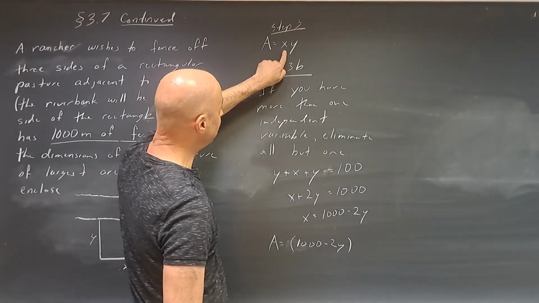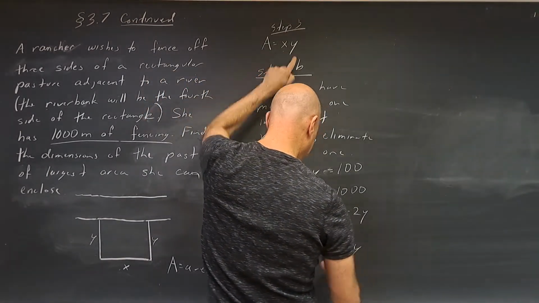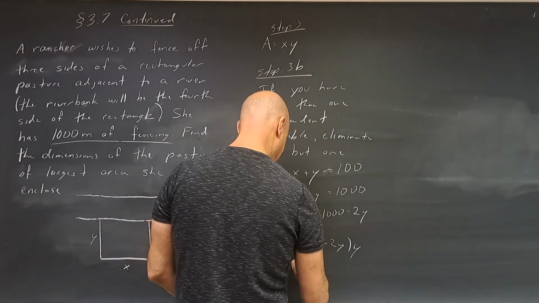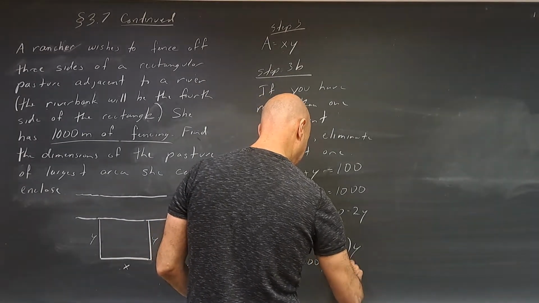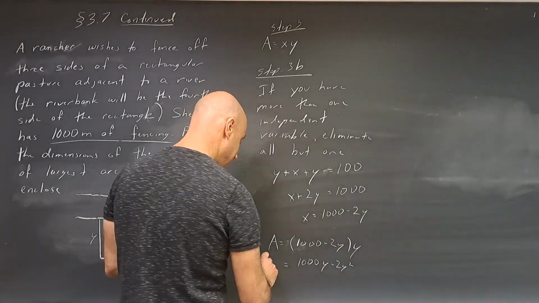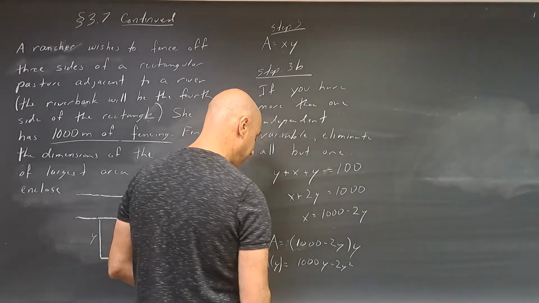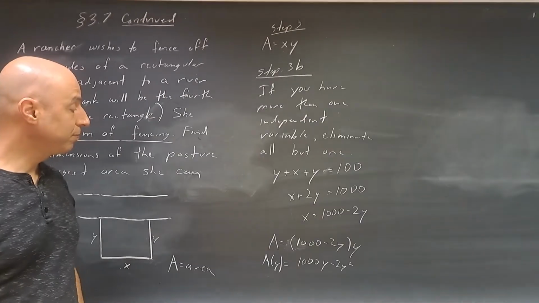So that was the 1,000 minus 2y. We're going to go ahead and write the y. We can multiply this together. So 1,000y minus 2y squared. And now we have A in terms of just one variable, just in terms of y.